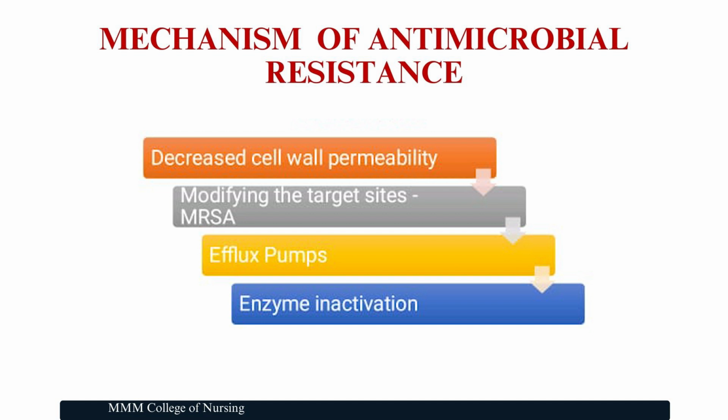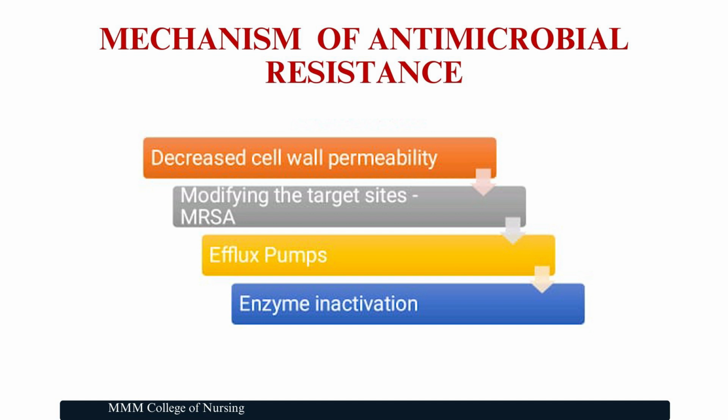Which leads to modifying the target sites. Modification of the drug target site within the bacterial cell makes the drug ineffective. So the common example is MRSA, that is methicillin resistant Staphylococcus aureus. Here the target site of penicillin, called PBP, penicillin binding protein, is altered because of a gene on the chromosome called the mecA gene. So this can alter the protein, and it makes the drug ineffective.